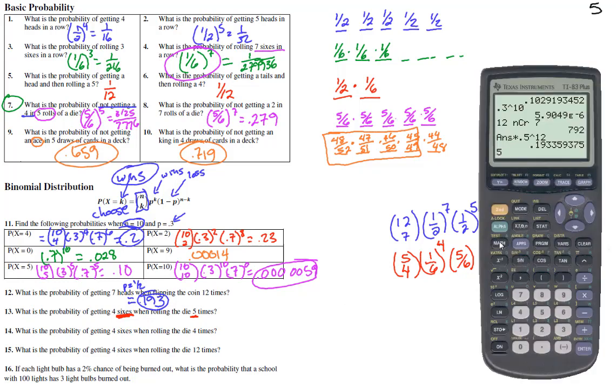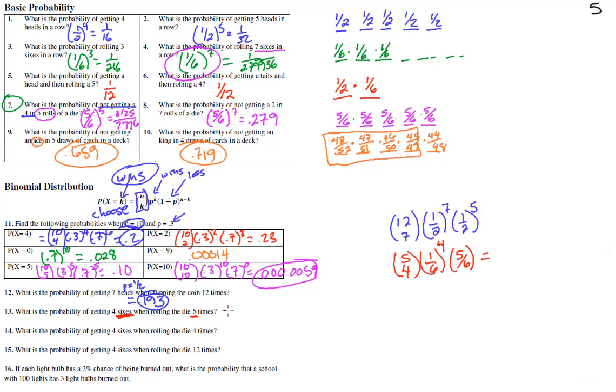5 choose 4 times 1/6 to the 4th power times 5/6. Ooh, look at that. So getting a 4 of a kind in Yahtzee is not easy. That probability is pretty tiny.